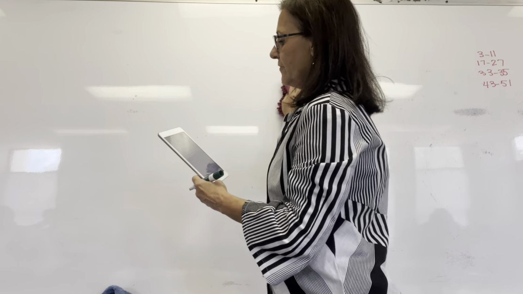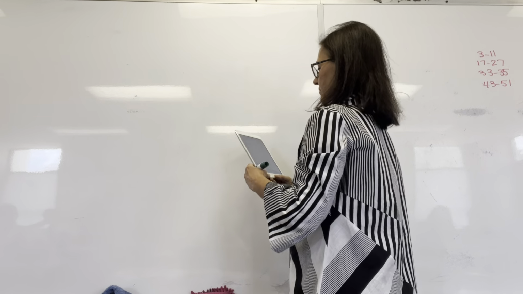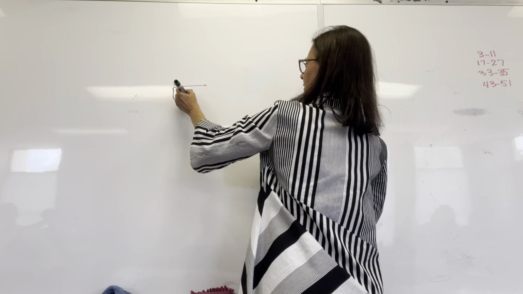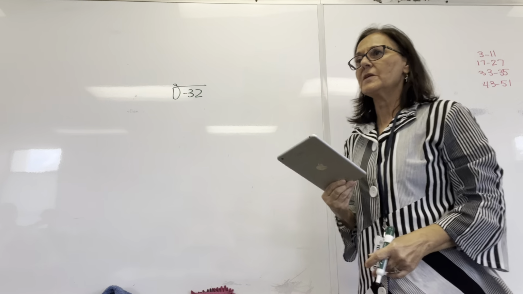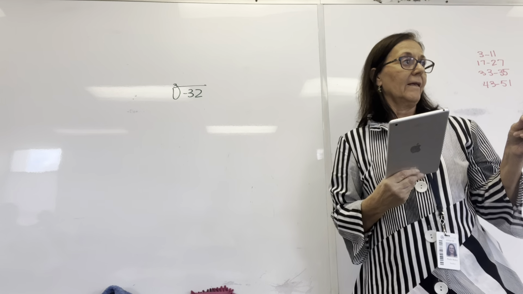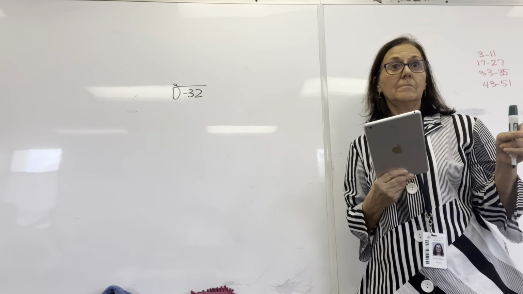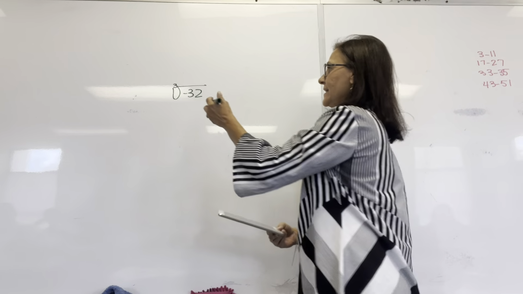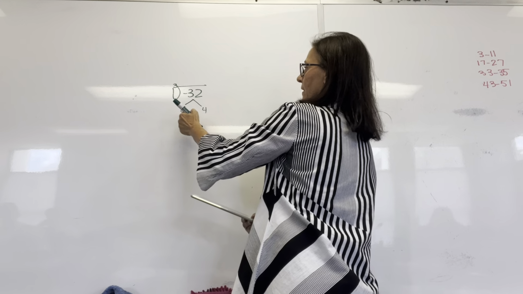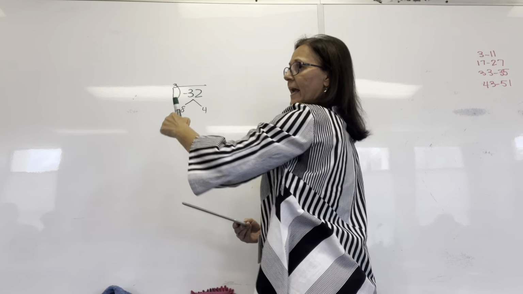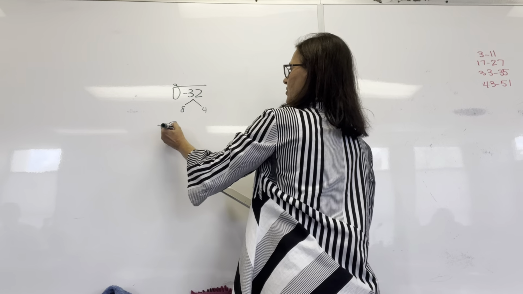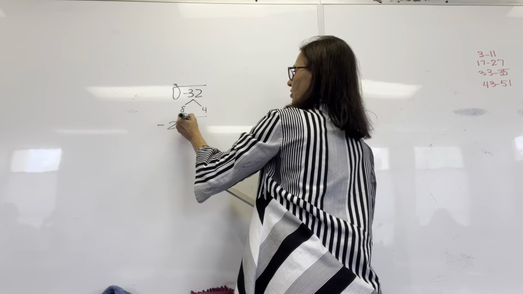What is the cube root of negative 32? Are there any perfect cubes in 32? I think of one. That's not a perfect cube. No, 8. It's 8 times what? 8 times 4. All right, is this going to end up being a negative number? Yes. So it's going to be negative 2 cube root of 4.